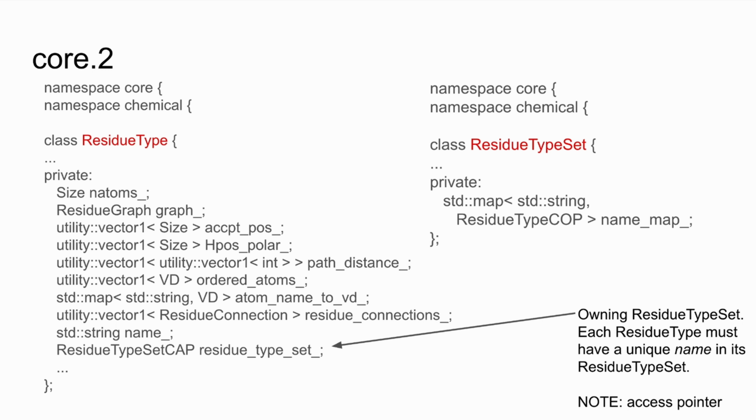Let's see. And then you have the residue type set. Each residue type must have a unique name in its residue type set, and that's given by the access pointer.